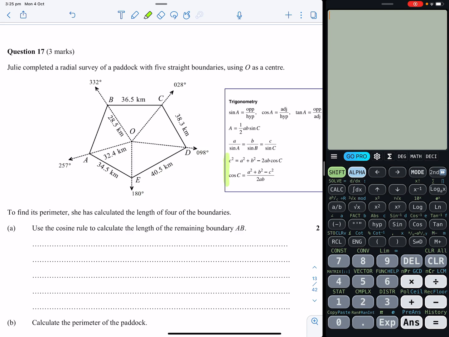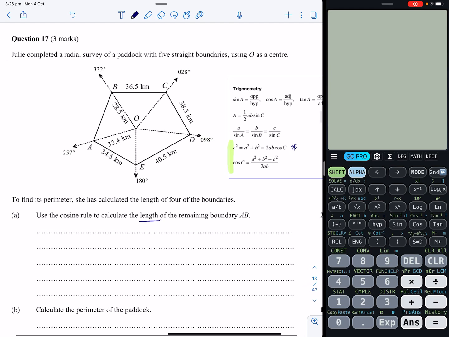This one here, the top one, c squared equals a squared plus b squared minus 2ab cos C. This one is to find the length, because little c is a length, and the second derivation of the cosine rule is to find an angle. So you've got the capital C there, so cos of capital C is an angle that we're looking for. We're asked to use the cosine rule to calculate the length of the remaining boundary, right? So the length. So we need to use this cosine formula.